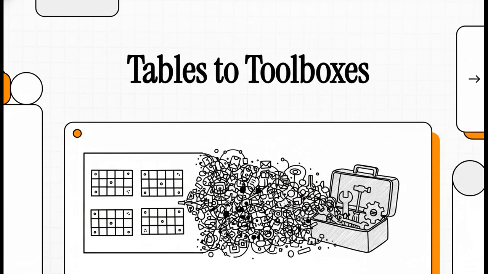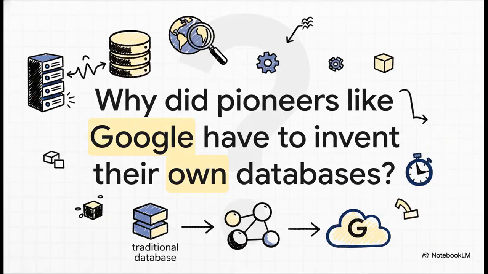This is the story of how our data basically outgrew its home, and how a new generation of builders had to create a whole new toolbox to handle it. And that really brings us to the central question, doesn't it? When giants like Google were laying the groundwork for the web as we know it, why couldn't they just use the same databases that had been reliably running businesses for decades? I mean, what was so different about their problem that they had to go and invent their own? The answer to that question completely changed how we all think about storing information.